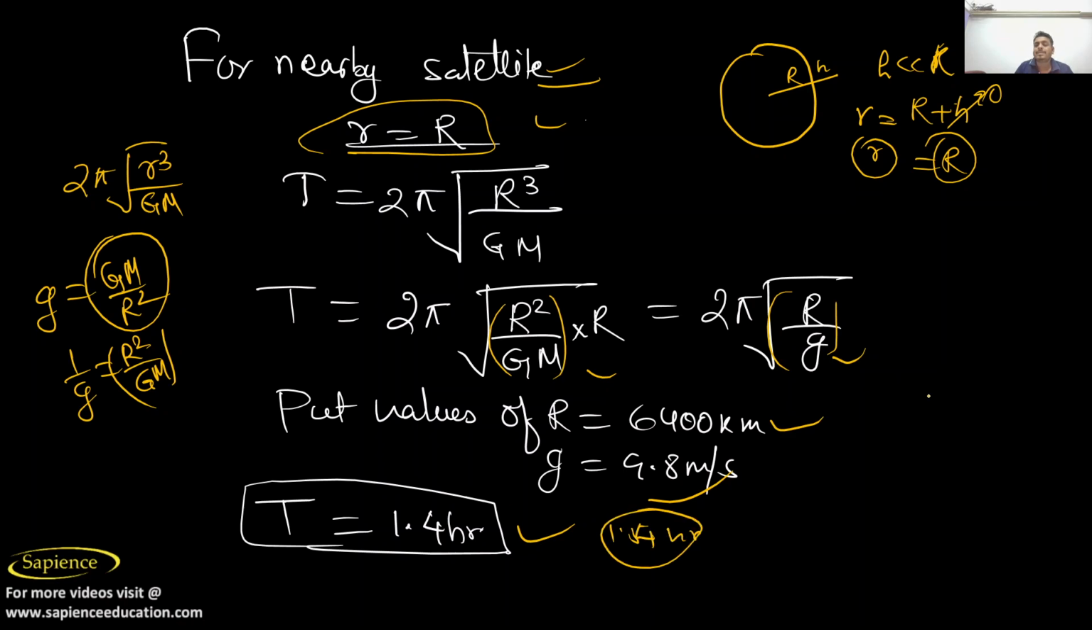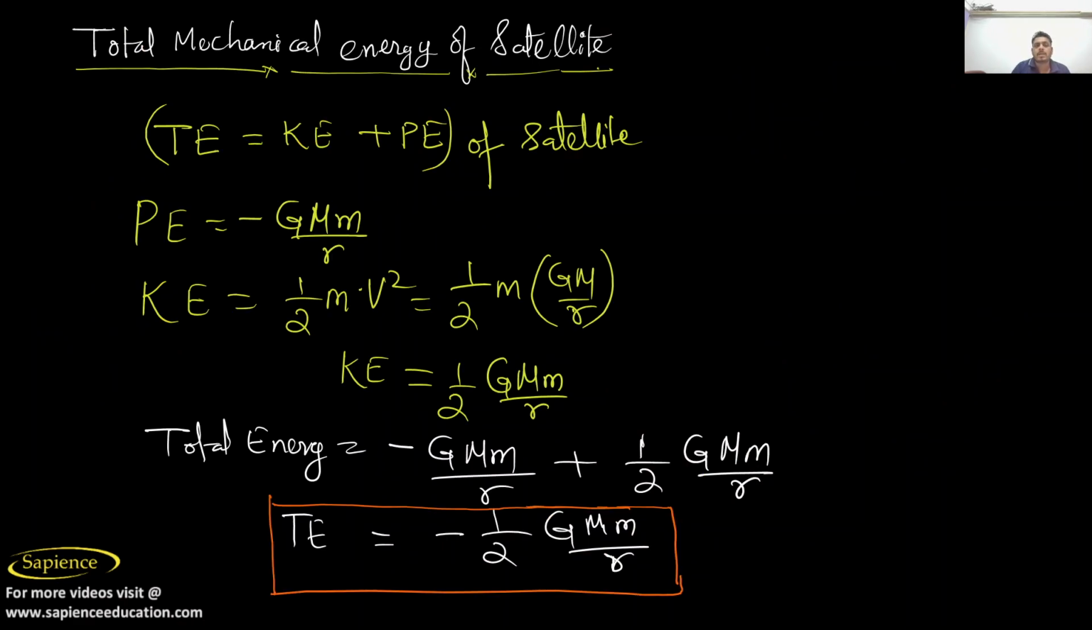1.4 hour. It means that for a nearby satellite, it takes 1.4 hour for one complete motion, or one complete orbit. Okay, so I hope you have understood now. Now let us go to the next slide.